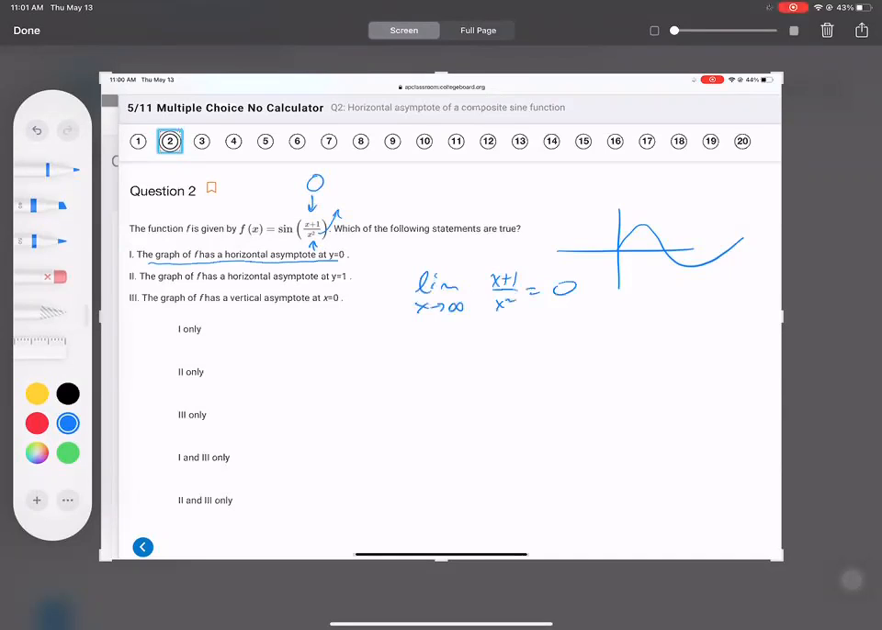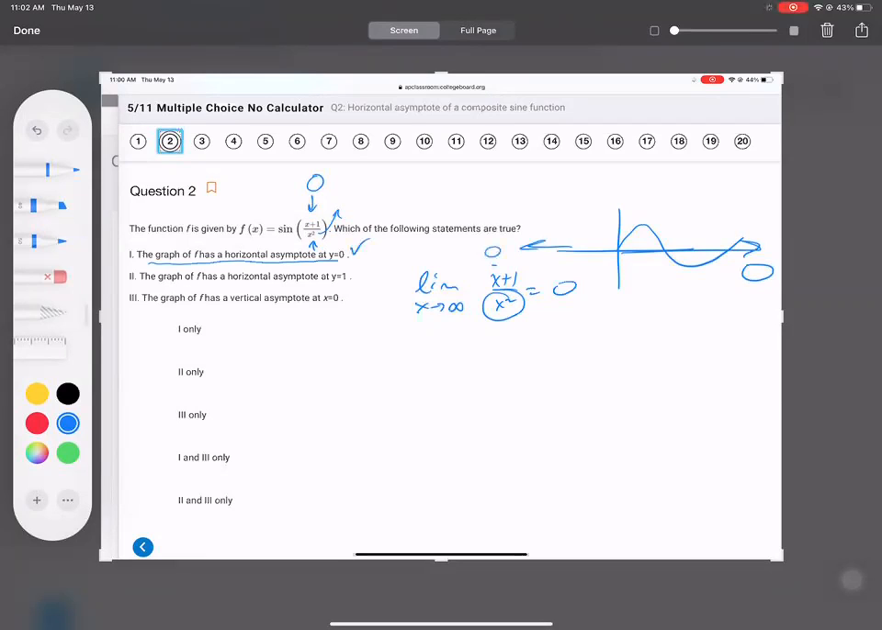Now, what's sine of 0? That's going to be 0. So we can say, as we go to the right, that for sure is 0. How about to the left? Would that also be 0? If I plug in a negative over a positive, isn't that still going to be 0? That's our horizontal asymptote rule from rational functions from algebra 2 and pre-calculus. That would also be 0. Okay, so we know for sure this is true now.